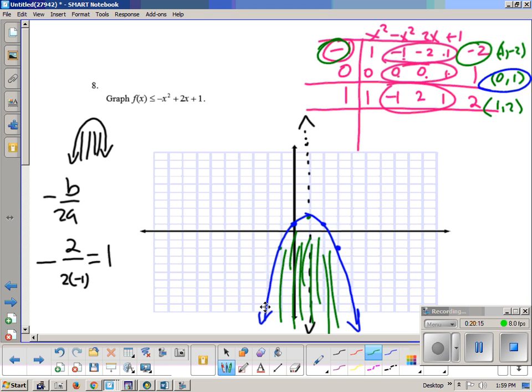My x-axis, my y-axis, my origin's there. 1, 2, 3, 1, 2, 3. And I've just graphed the equation. I like to call this y equals f of x. f of x is less than or equal to negative x squared plus 2x plus 1. So we're required to do that on the quiz on Friday.